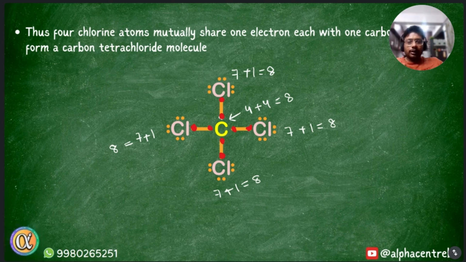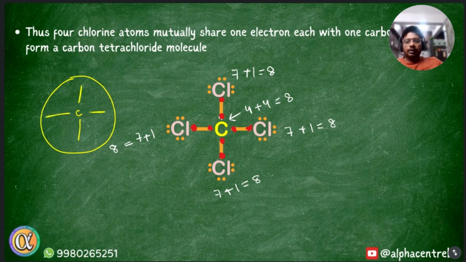Now, the other way of explaining it: in the carbon tetrachloride molecule, carbon is in the center and the chlorines are along the corners. The center has a positive charge while the corners have a negative charge.